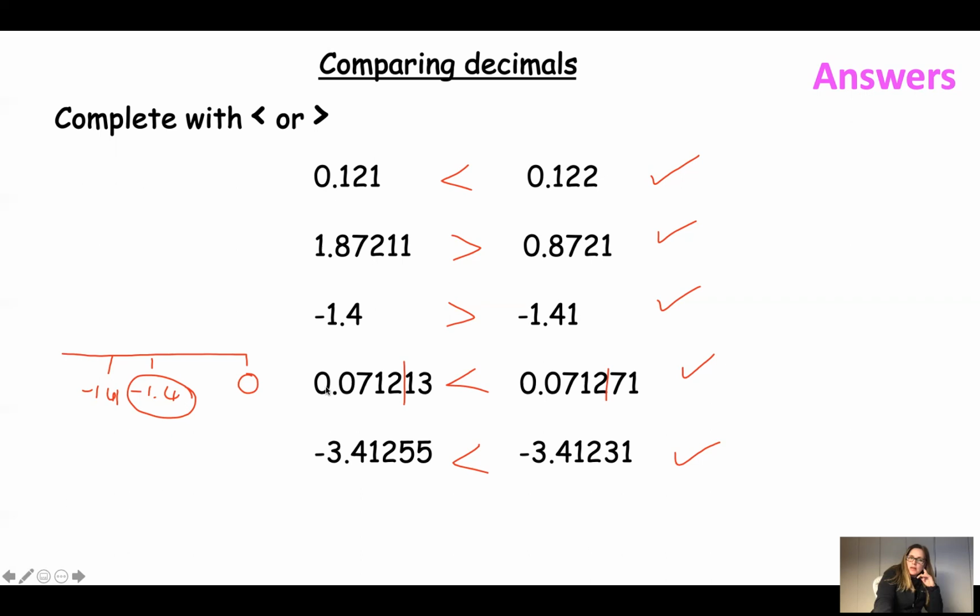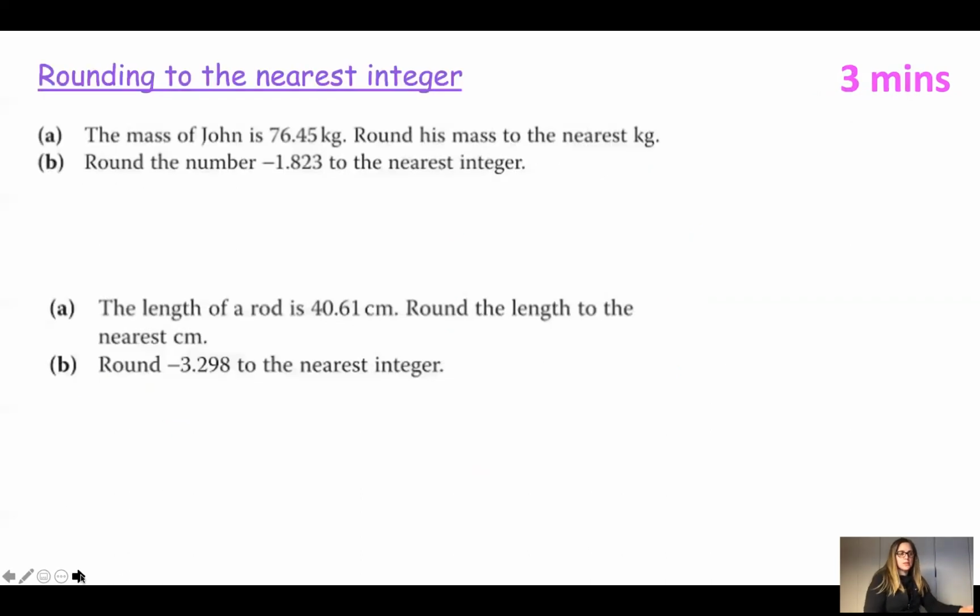Okay, again here, 0.0712, those digits are all the same. So it's this 1 here that we are comparing against the 7. And then there's a final negative number there to finish us off. So mark and correct your work as necessary. And another 3 minutes.